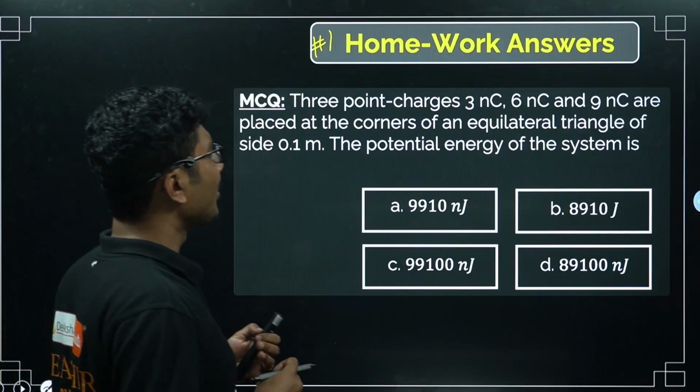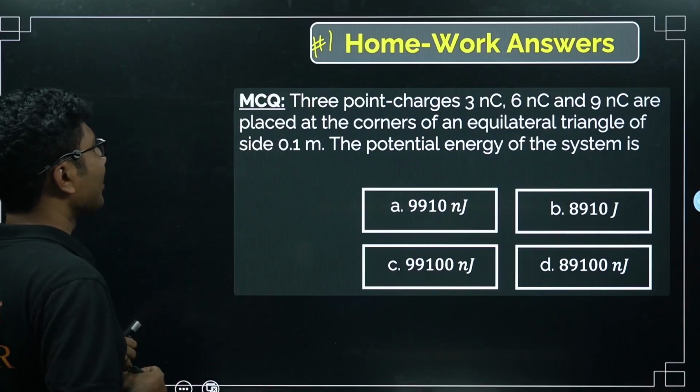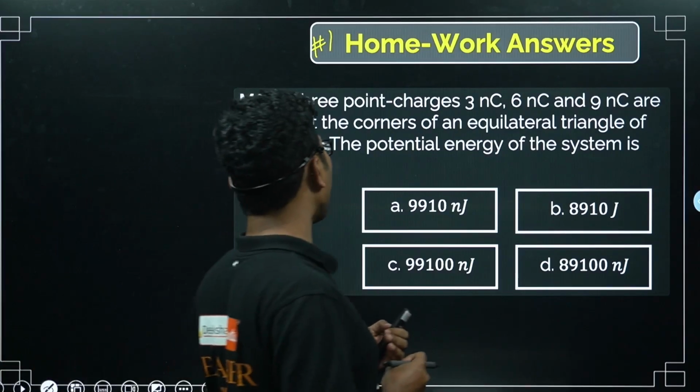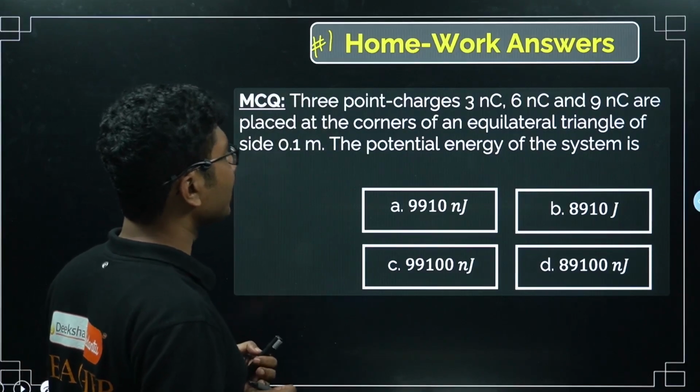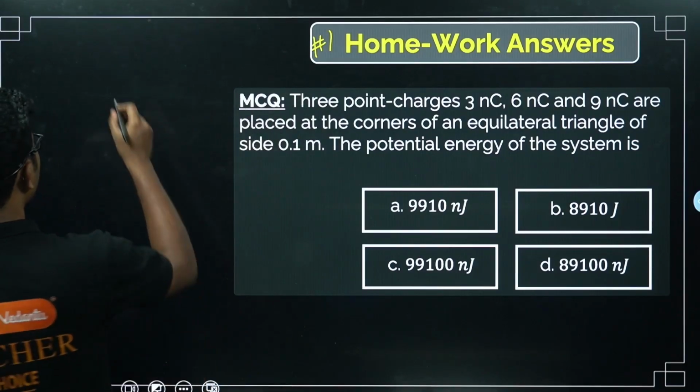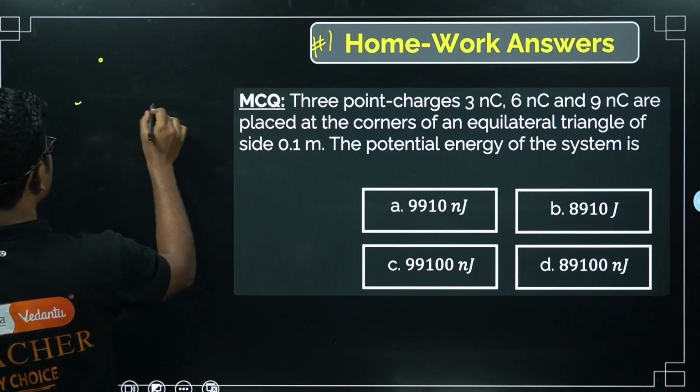The charges are placed at the corners of an equilateral triangle of side 0.1 meter. The potential energy of the system is... So what is the meaning of that? We have 3 point charges.